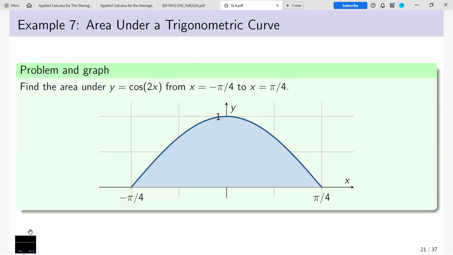The graph stays above the axis on this interval, so the definite integral equals the geometric area. Notice the symmetry about the y-axis before calculating.